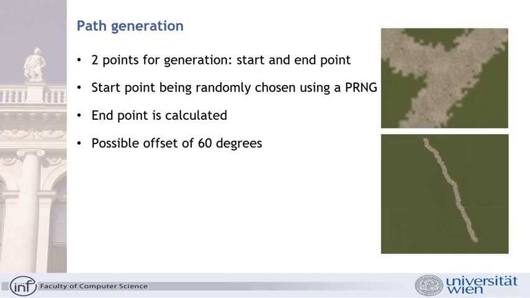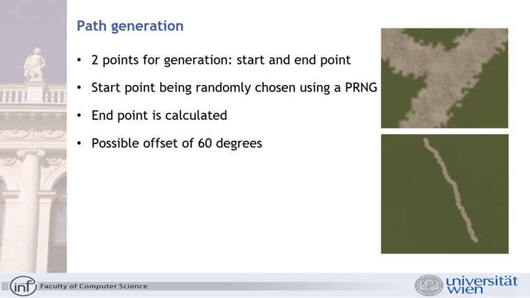Let's start with the path generation. The algorithm of generation of the path is fairly simple. All we need is 2 points, a start point and an end point, with the start point being randomly chosen on one side of the map, or in this case of the terrain, using a pseudo-random number generator, and the end point being calculated from the start point, so that it is on the opposite side of the map.